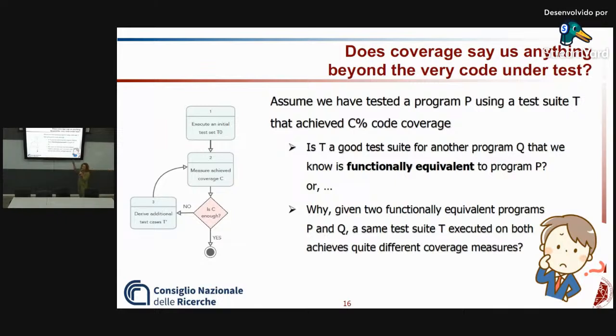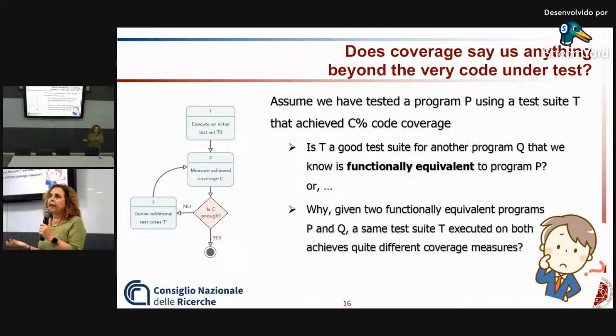Or I state the same doubt in a different way. If we have two programs, P and Q, that are considered to be functionally equivalent, why, if I take the same test suite and exercise it on both programs, do I achieve very different coverage measures? I can begin to suspect that maybe the programs are not really functionally equivalent, because the same test suite exercises them with quite a different measure.